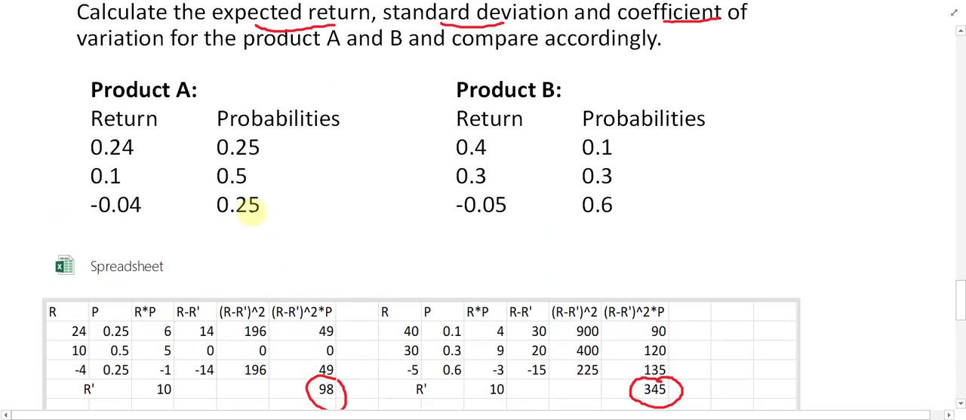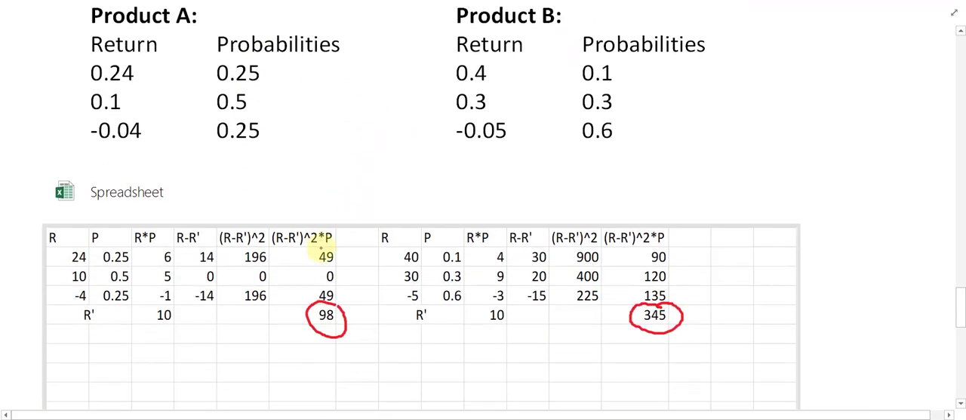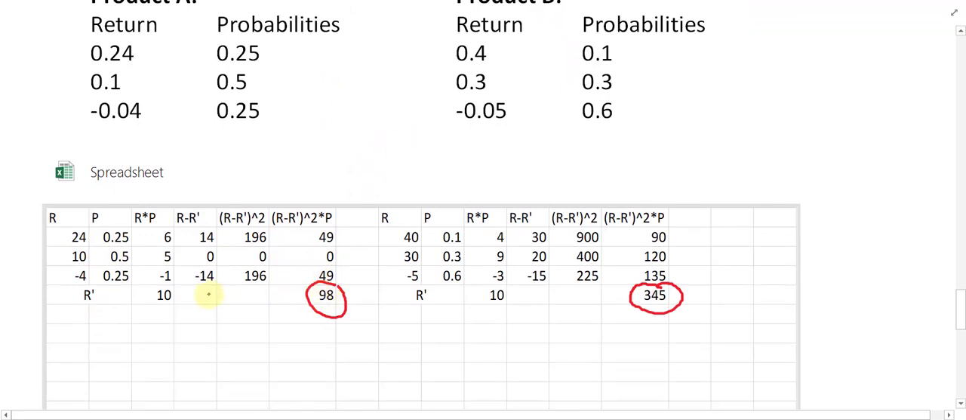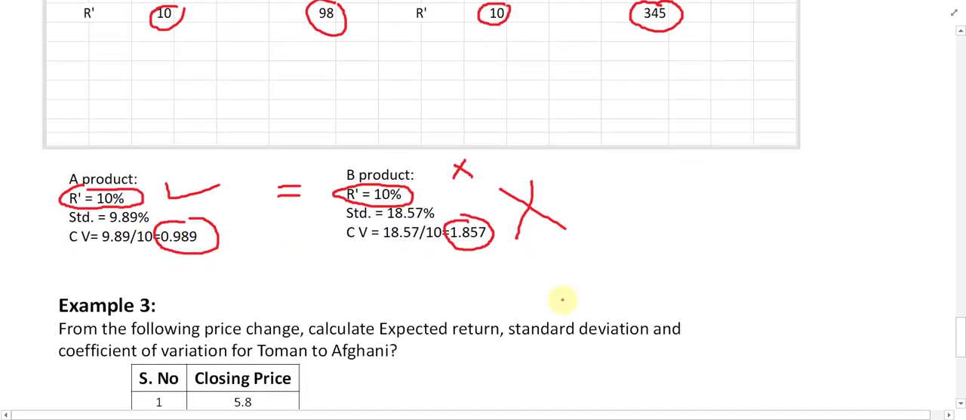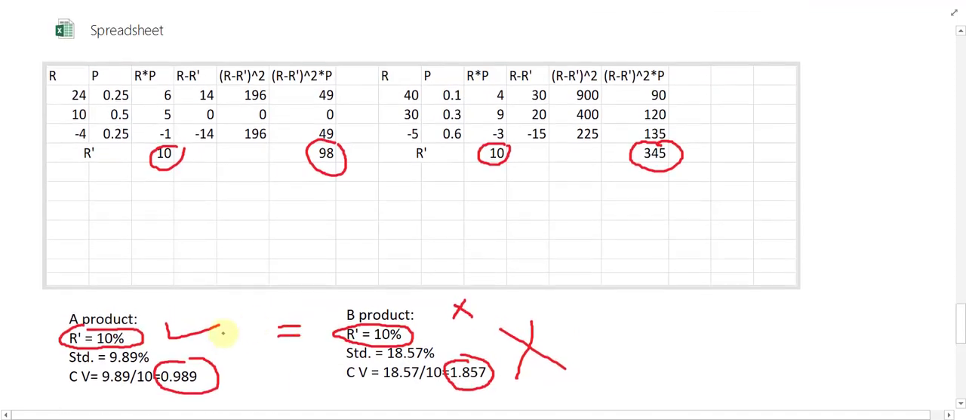So in this way, you can compare these two products through the expected return, the standard deviation and the coefficient of variation. We found it through Excel. Sorry, this is the expected return, and this is also the expected return. But when we found the standard deviation, this one is around 10, and this one is around 18.5. So it is double of this one. So definitely this project should be rejected and this project accepted.